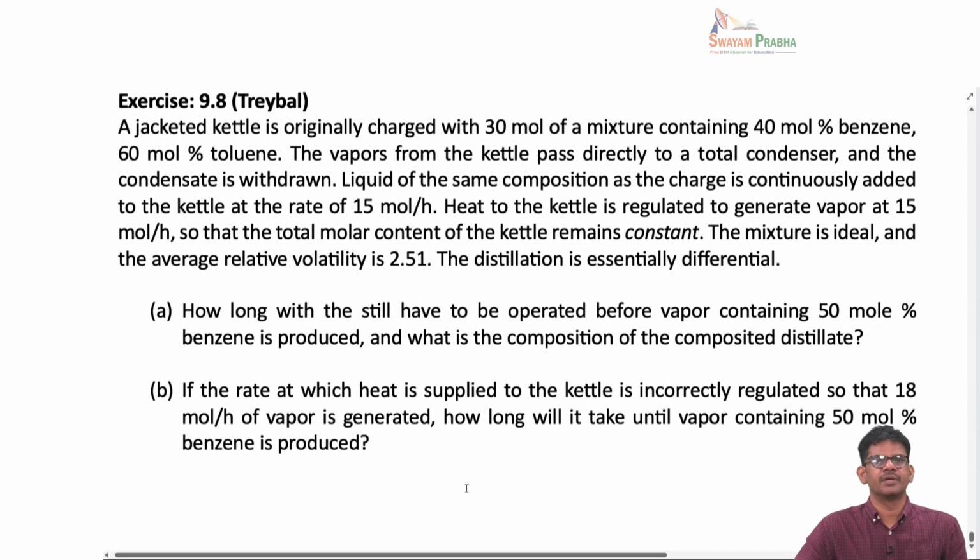So this is problem number 9.8 in the textbook. This problem is a little bit tricky, and this involves a little bit of thinking. It is not a straightforward substitution like the previous problems. So take a few minutes to go through this and then tell me how you would go about solving this. This problem is also uploaded in Moodle.